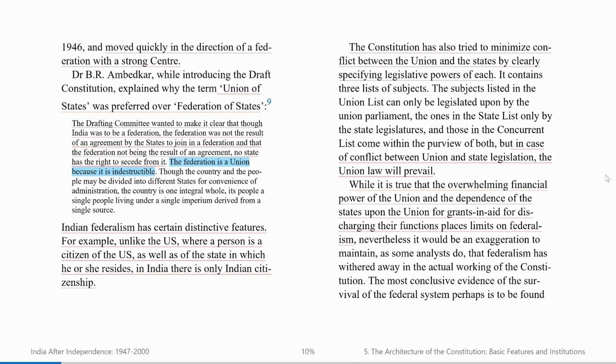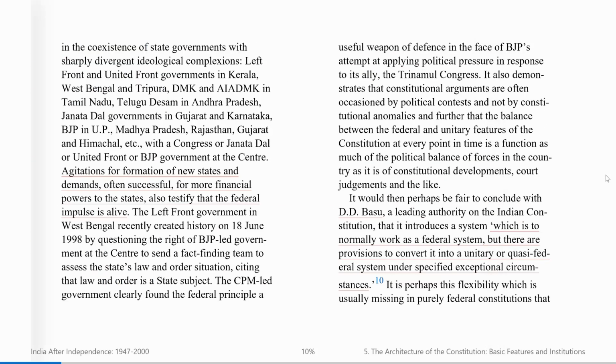Then think about, if you're writing a question on this, what kind of examples you'll give. You can talk about the different types of governments, with DMK and AIADMK in Tamil Nadu, Telugu Desam in Andhra, Shiv Sena in Maharashtra, Janata Dal governments in Gujarat and Karnataka, right? BJP in UP, Madhya Pradesh, Rajasthan, Gujarat, Himachal. So all of these tell you that yes, India is becoming increasingly federal.